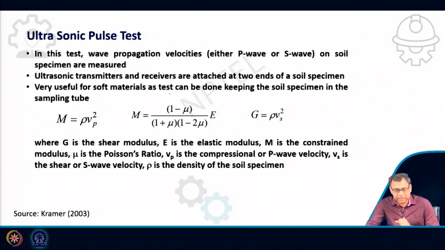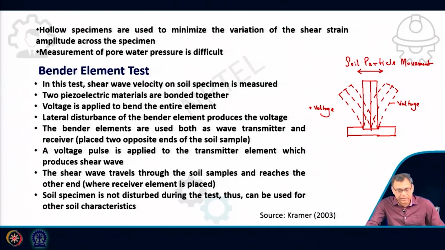Okay. So, the advantage is that this test can be done keeping the soil sample in the sampling tube. And another advantage of the Bender element test is that the soil sample is not disturbed during the test, thus it can be used for determination of other soil characteristics.